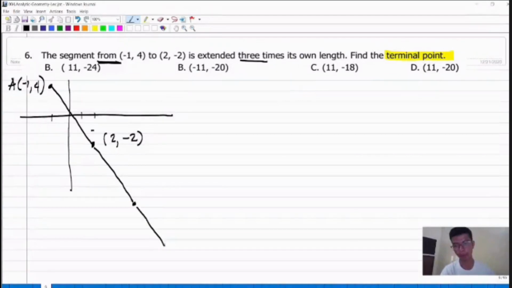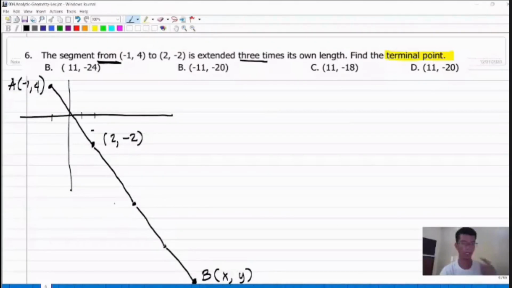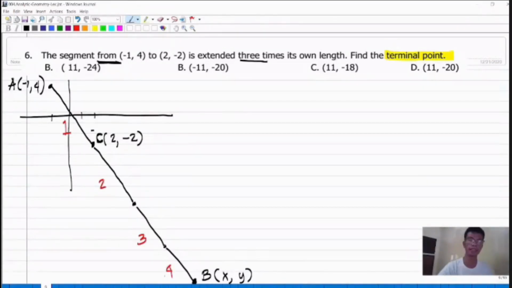So what is this terminal point? And that is our point. Siya na yung magiging endpoint ng ating buong line segment. So meaning this point 2 and negative 2. So that will be our point of division letter C. So bali ang ating line segment ay mayroong first, second, third, fourth, and that is a total of 4 divisions na kung saan naman ang ating A to C ay mayroong 1 part and then yung A to B naman ay mayroong total of 4 parts.